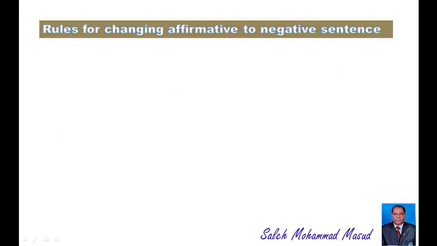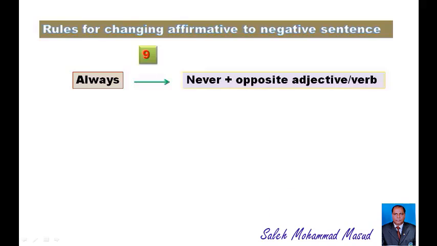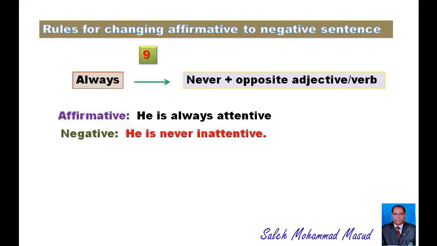Next number 9. If we find any word always in an affirmative sentence, use the word never in the place of always and use the opposite of adjective or verb. Follow the examples here. He is always attentive. What would be the negative form? He is never inattentive. Similarly, always speak the truth. The negative form is never tell a lie.